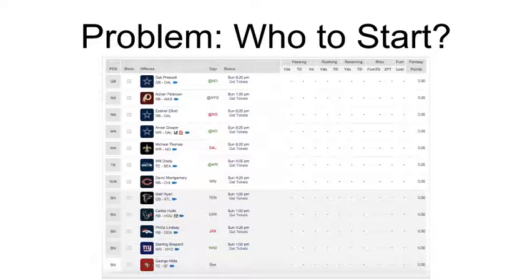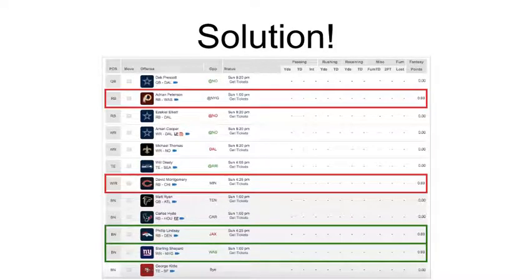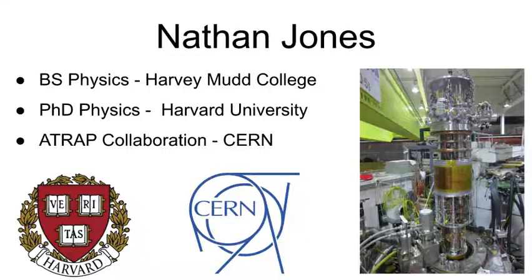So the problem we started with was, who do we start in our lineup? And I was able to implement a very simple to interpret and easy to use solution using collaborative filtering to solve this problem.